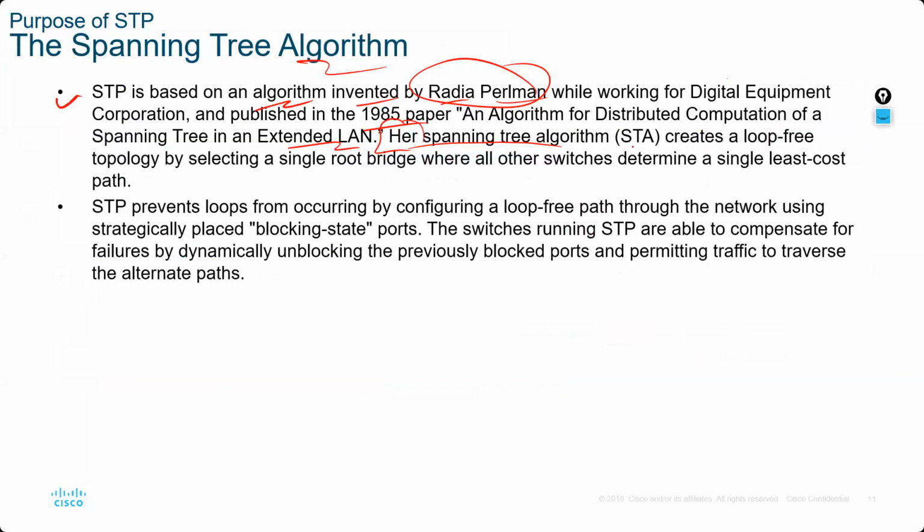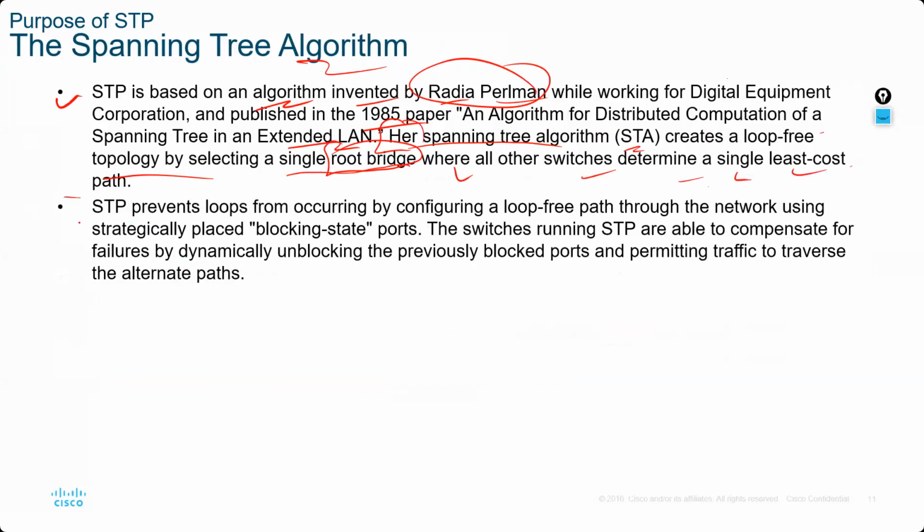So our spanning tree algorithm, what else? It creates a loop-free topology. How? By selecting a single root bridge. I'm going to come and explain this. This algorithm states that when you have two connections, one has to be blocked automatically. If not, we're going to run into trouble. And we can achieve a backup with that. Where all other switches determine a single least cost path. I'm going to come and demystify all of this. Just follow me carefully.